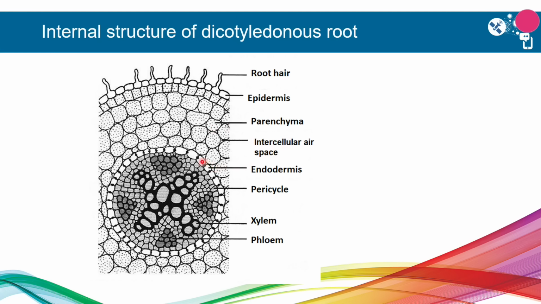Then next up we have the endodermis. This plays a very important role, which we'll look at a bit later on. And then there's a layer just below that known as the pericycle, and then the xylem is in this X structure, and then phloem is in between the arms of these structures. So we'll be looking at each one of these tissues individually and their functions and what role they play in a plant.